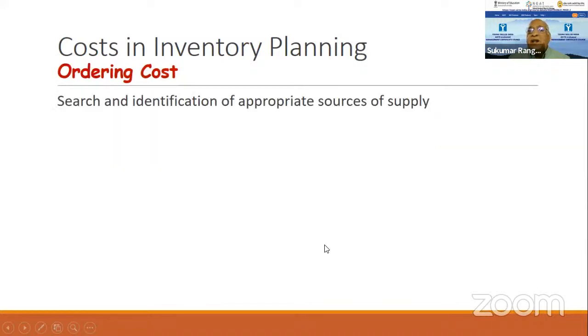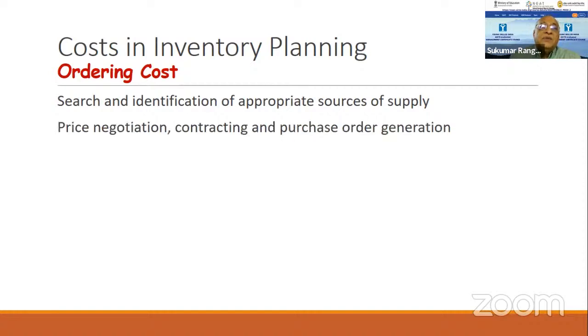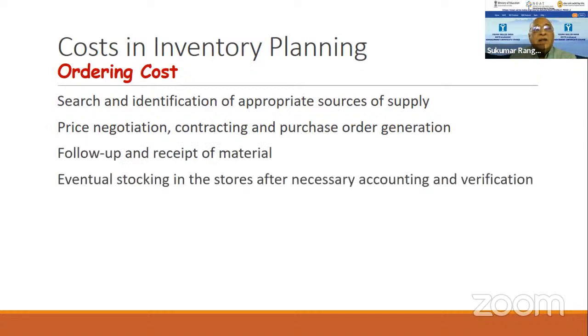Ordering costs: search and identification of appropriate sources of supply. This is a big subject by itself, what we call vendor management. Because starting from identifying vendors, alternate vendors, that is a very costly process. Not many do it actually. But big companies do it all the time. Price negotiations, contracting and purchase order generation, follow up on receipt of material, eventual stocking in the stores after necessary accounting, as I said, inward inspection, vendor quality, all that verification.